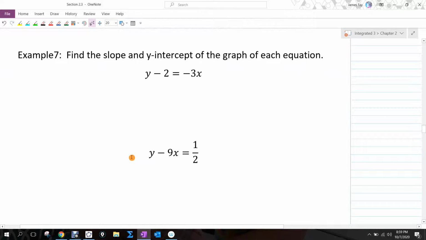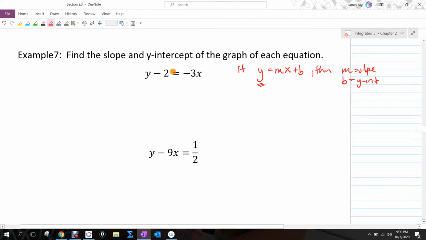Sometimes they'll give you questions where you've got to do a little bit of work. The only time that we can identify the slope directly and the y-intercept directly is if I've got y isolated. Okay, so if y equals mx plus b, then m is your slope, b is your y-intercept. If it's not in that form, you can't make that argument.